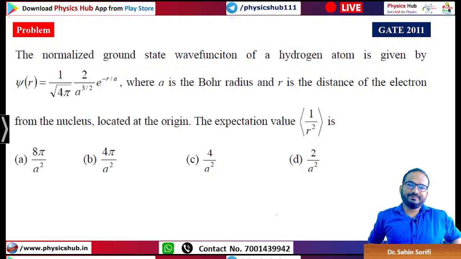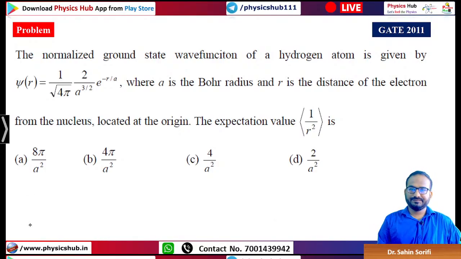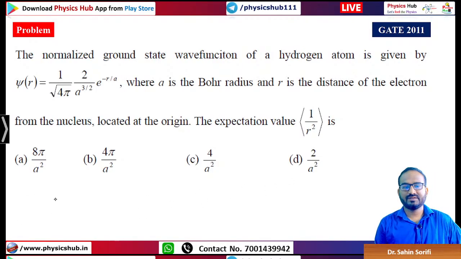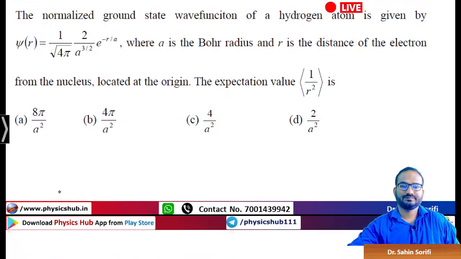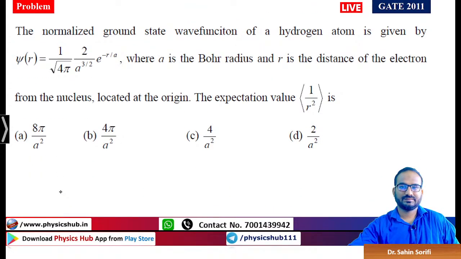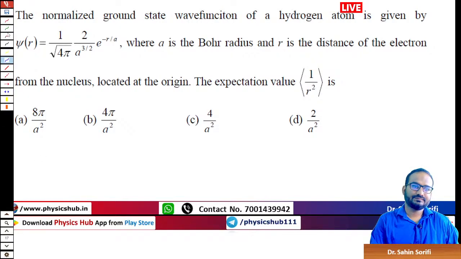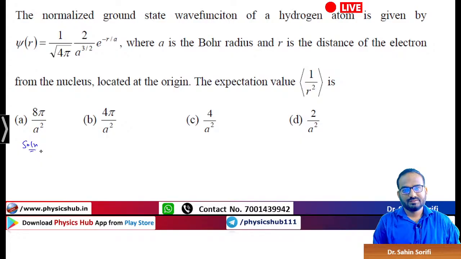Can you do this one? Ground state wave function is given to you. Instead of a naught, they have used a. You have to find out the expectation value of 1 by r square. So it is very simple. This came in GATE. Okay, let's try to do this. Expectation value of 1 by r square.